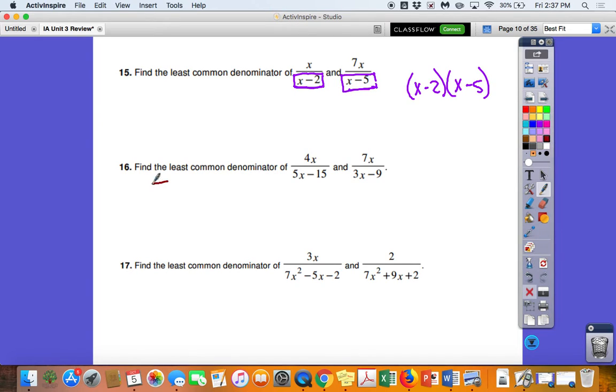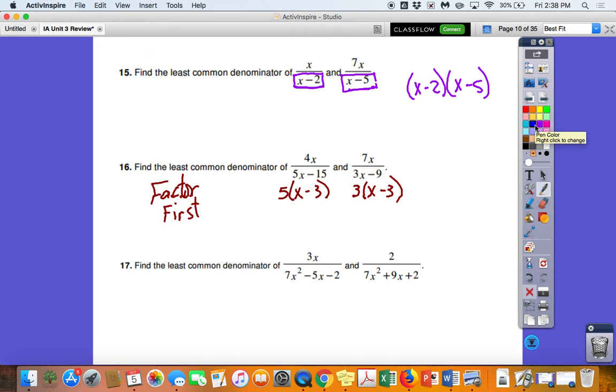Okay. Now, whenever you get to number 16, it's a little bit more complicated because there's some more stuff there. This goes back to, if you can, factor first. Always, always. So we need to factor these denominators. That's 5 times x minus 3. And over here, let's see here, I can take 3 out, and that leaves, oh, look, x minus 3. Tricky, tricky. They had it hidden. So if you don't factor it, you miss that.